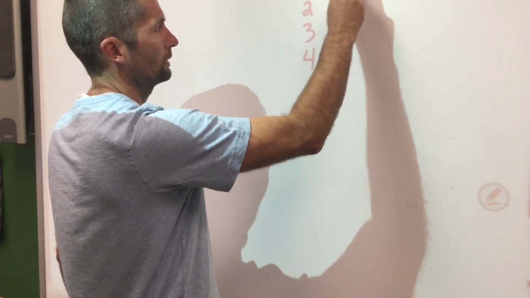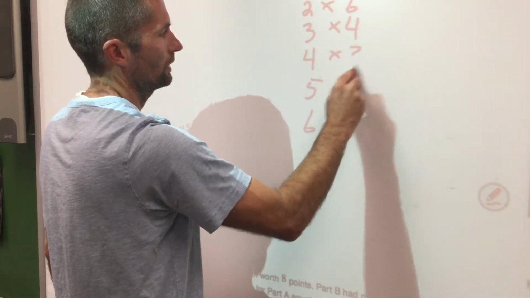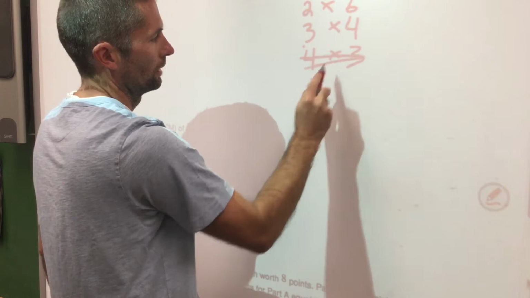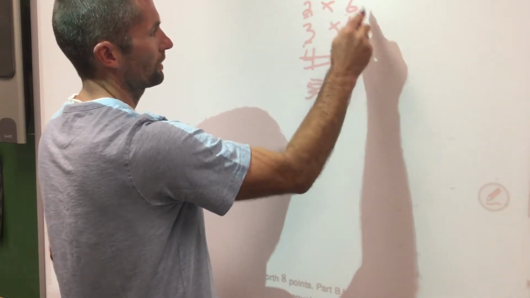1 times 12, 2 times 6, 3 times 4, 4 times 3. Oh, we got a repeat. So we're done there. 1, 2, 3, 4, 6, and 12.